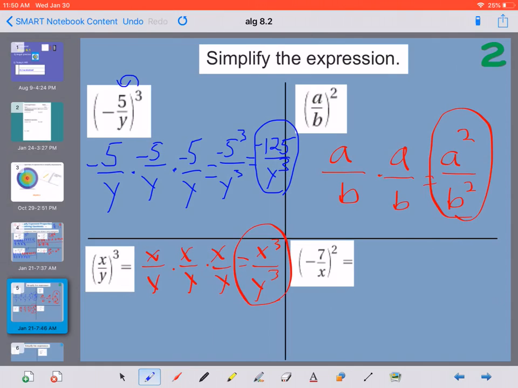And the last one, we have two groups of negative 7 over x. Negative 7 times negative 7 is a positive 49 over x times x, which is x squared.